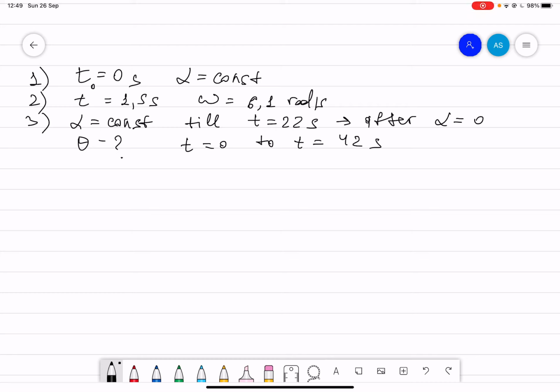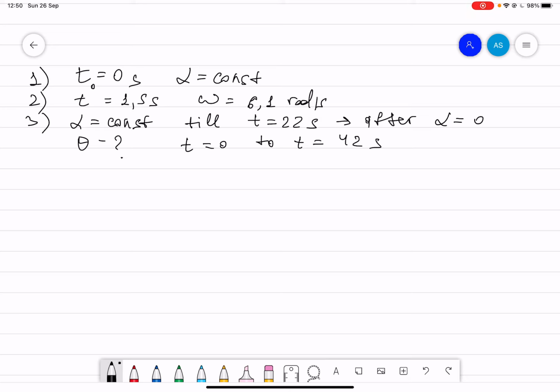Here we have the problem: constant angular acceleration. Starting from rest at time t equal to 0 seconds, a wheel undergoes a constant angular acceleration. Alpha is constant. When t is 1.5 seconds, the angular velocity of the wheel is 6.1 radians per second. The acceleration continues until 22 seconds. After that, alpha becomes 0. Through what angle does the wheel rotate in the interval between time equal to 0 seconds and time equal to 42 seconds?